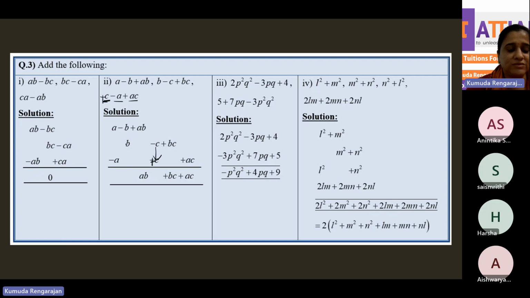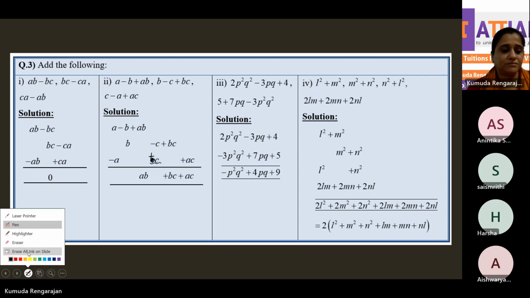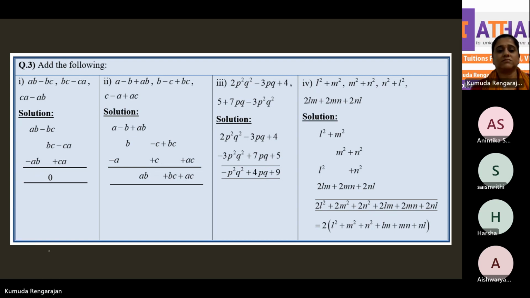See, now the first term here has no sign, so you know it is a plus. But when you're writing a term in the middle, don't just write C, write plus C. So you can see I placed A below, one below the other. B, AB is alone. C, BC is alone. AC is alone.